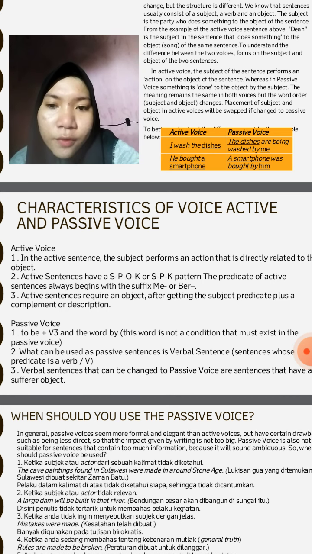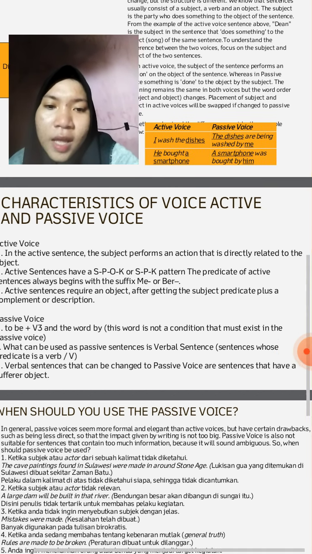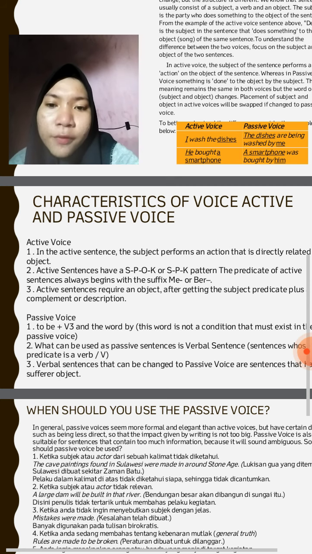Passive voice. First, to be plus verb 3 and the word by. This word is not a condition that must exist in the passive voice. Second, what can be used as a passive sentence is a verbal sentence. Third, verbal sentences that can be changed to passive voice are sentences that have a direct object.